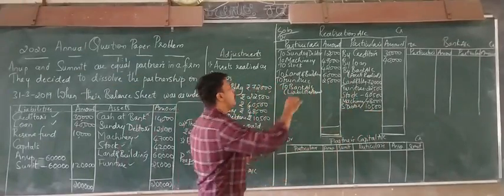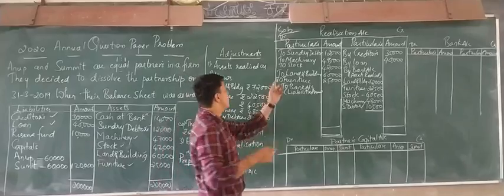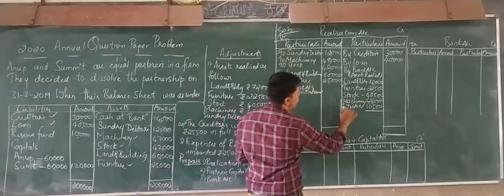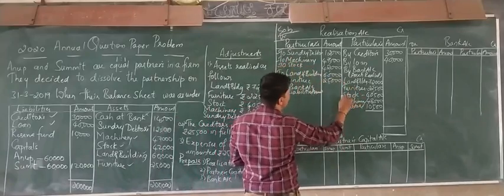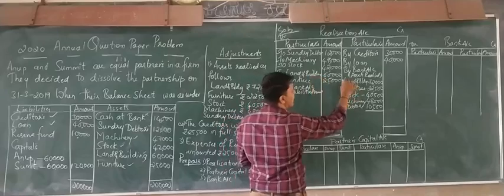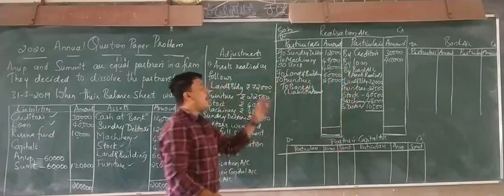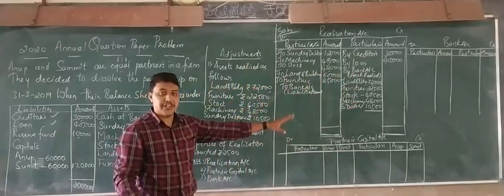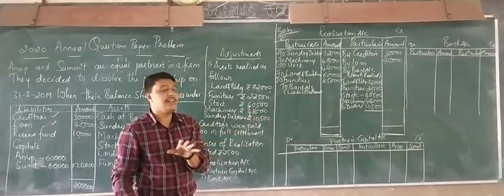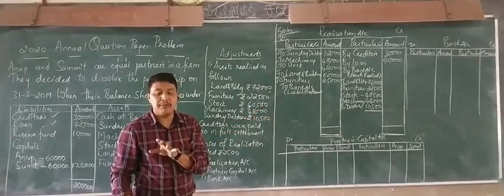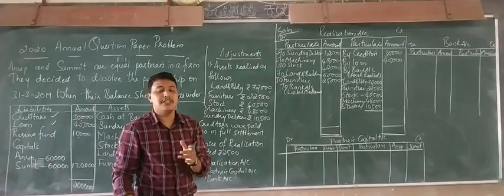Just check whether all the assets have been realized, whether any assets have been taken over. You just cross check it. See here, debtors have come. Machinery has been sold. Stock has been sold. Land and building has been sold. Then furniture has been sold. All the assets have been realized in this problem. They have not given anything regarding an asset taken away by the partner. So all the assets have been sold.